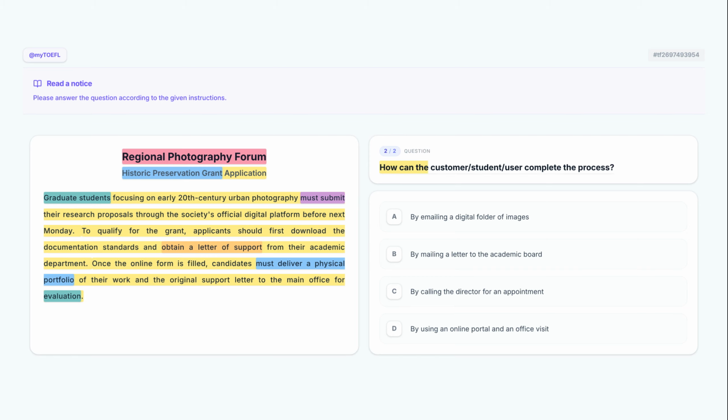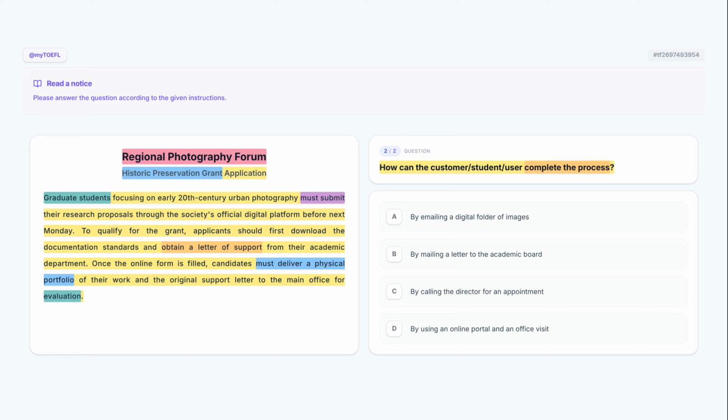How can the customer-student user complete the process? This question asks us to identify the specific steps needed to complete the process. We must look for the final actions described in the passage to see how the application is finalized. Now, keeping this in mind, let's look at our options.